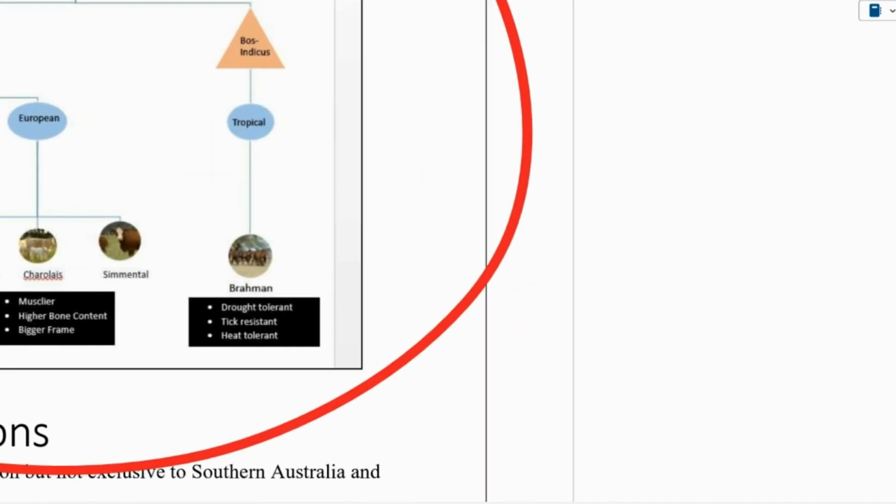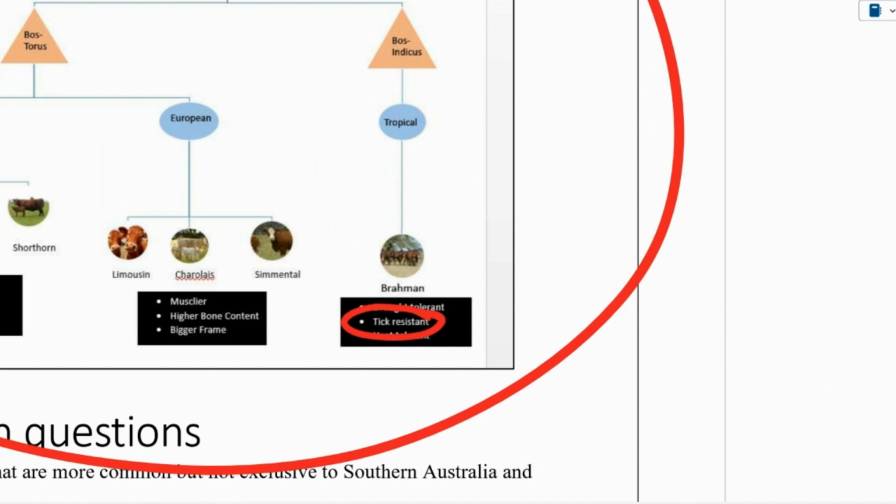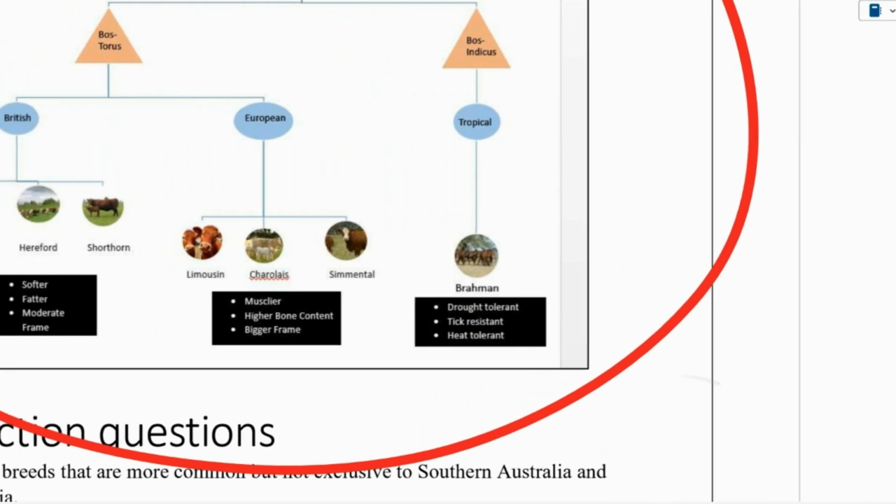Your Brahmin are drought tolerant, tick resistant, and heat tolerant, which is really cool. They are tick resistant. These two guys are just not. That's why when we got those ticks in the goats the other day, we were all a bit like, oh, that's not great.